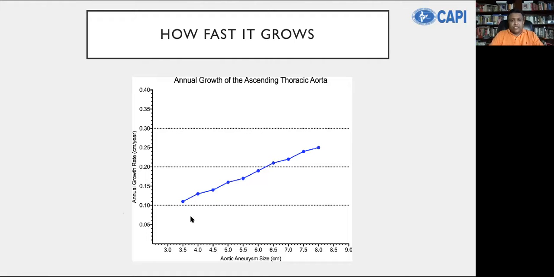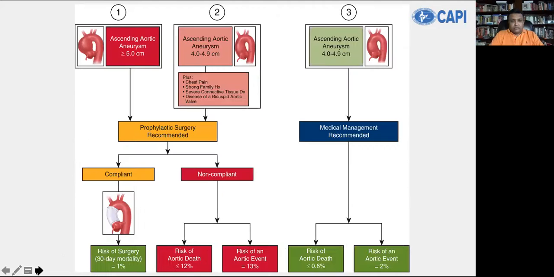And this is one of the slowest growing aortic aneurysms, unlike the abdominal aortic aneurysm, for example. So if there is an aortic aneurysm that is between 3.5 to 5.5, about 5 centimeter, it's very slow, 0.10 to 0.15 centimeter per year. But if the diameter goes to about 6 centimeter or more, then the speed of growth is higher. But even then, it is still a slow speed, and that's how it grows. Now, the next question is, what do you do when you have an ascending aortic aneurysm?